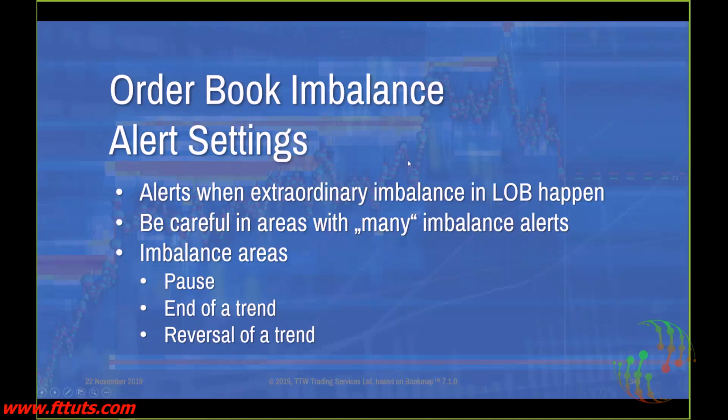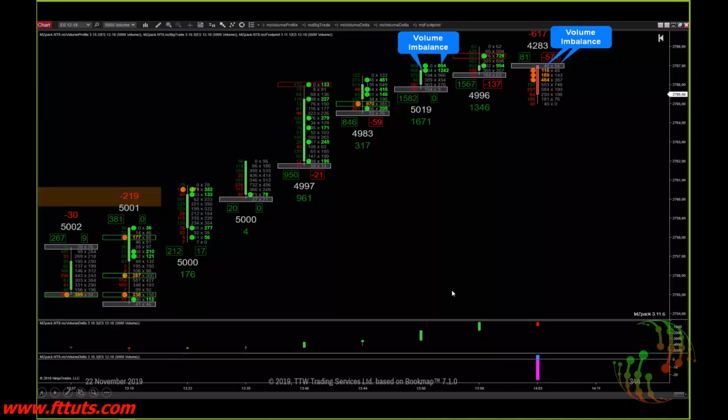Alert setting is quite helpful. It alerts you when an extraordinary imbalance in the limit order book happens. Be careful in areas with many imbalance alerts. This is my practical advice. Imbalance areas indicate a pause, the end of a trend, or a reversal of a trend.